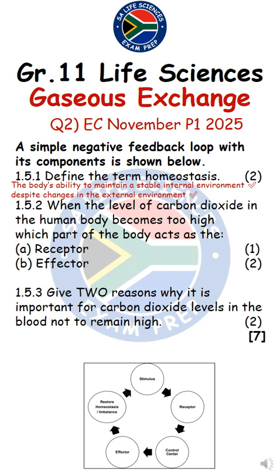Question 1.5.2 says, when the level of carbon dioxide in the human body becomes too high, which part of the body acts as A, the receptor, and B, the effector? So the receptor is the part of the body that is going to detect that change. Whether it is a change in temperature, a change in pH, it is called the receptor. So in this case, it is going to be the chemoreceptors of the carotid artery. The chemo part of chemoreceptors refers to chemicals. So these are the parts of your body that are going to detect that there is a change in the levels of a specific chemical. The carotid artery is what supplies the brain with oxygenated blood.